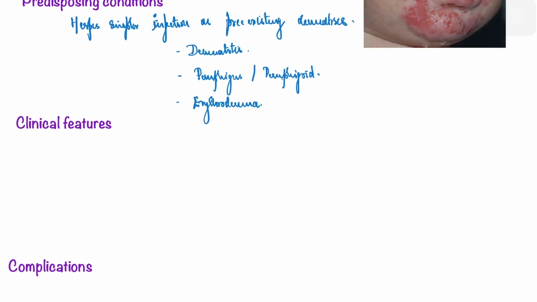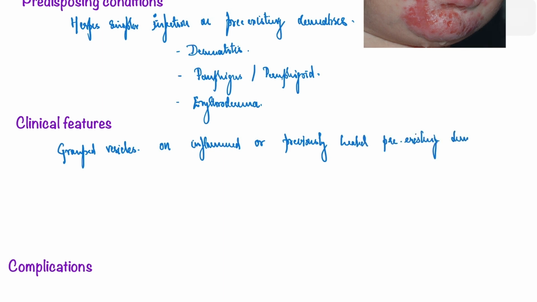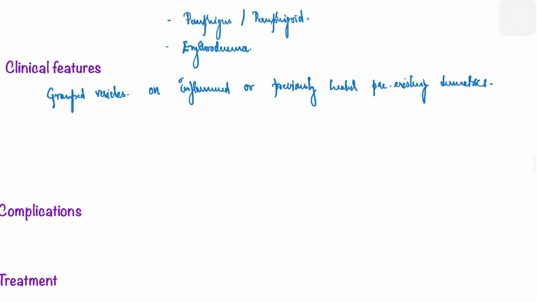So what will be the manifestations? There will be grouped vesicles on currently inflamed or previously healed lesions, previously healed pre-existing dermatosis. After infection, they form new patches, and they become generalized, and they heal with scarring.